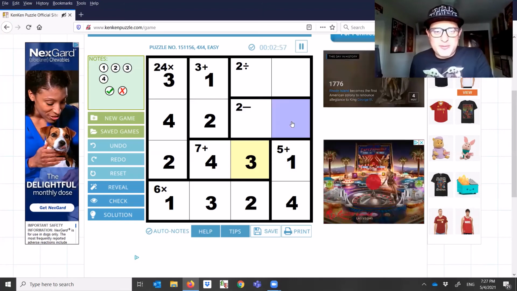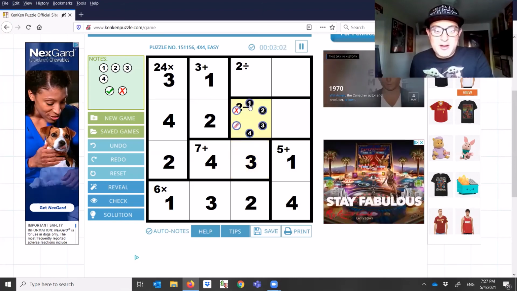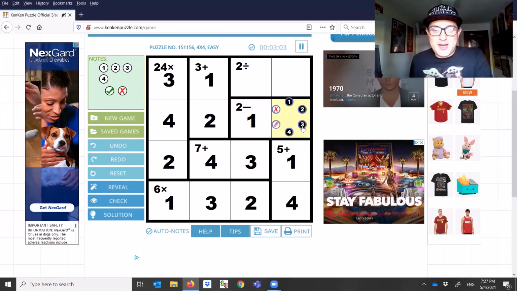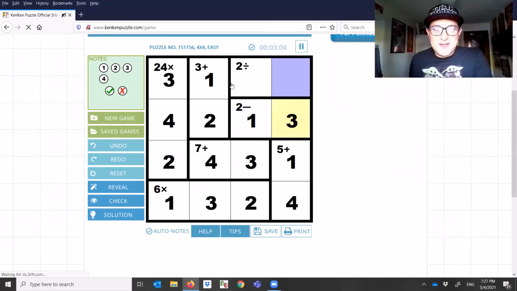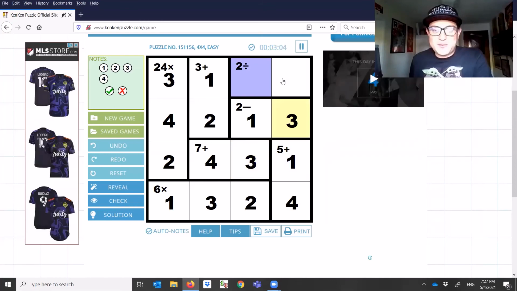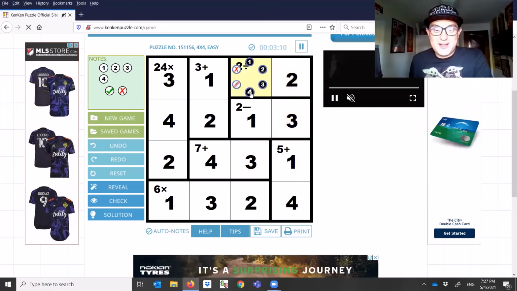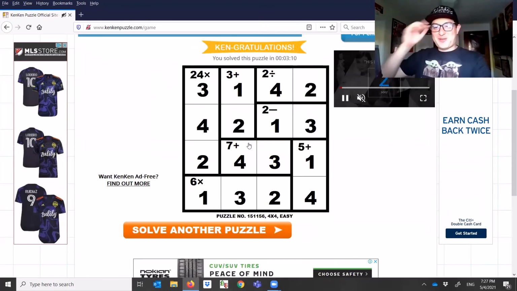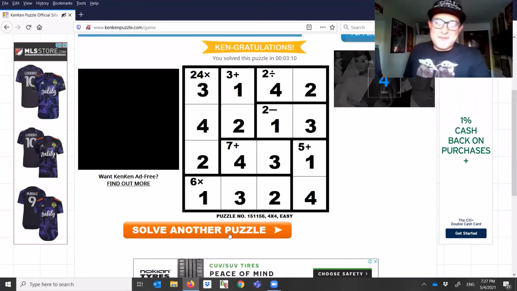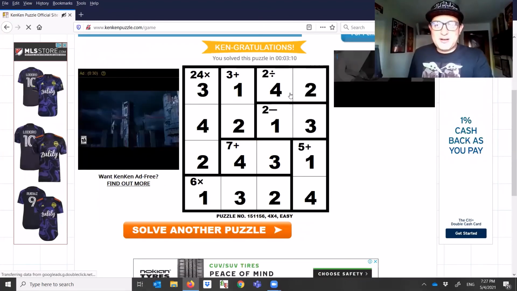So let's see what we're missing here. We're missing a 3 and a 1. A 1 has to go here. This has to be a 3. Look, we're almost done with this puzzle. And this has to be a 4 and a 2. So let's put a 2 here and then a 4 here. Let's see if this does it. Hey, look at that. We did it. 3 minutes, 10 seconds. So I want to stop my share.